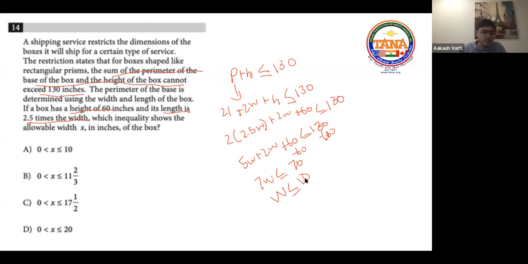Also, we know that measurements can't be negative, therefore W has to be greater than or equal to 0. And with this, you can say that W is greater than, well, not even equal to, because measurements can't be 0, and W is less than or equal to 10. And in this case, they used X instead of W, so you can just change this to X, and A is the answer. All right, any questions?